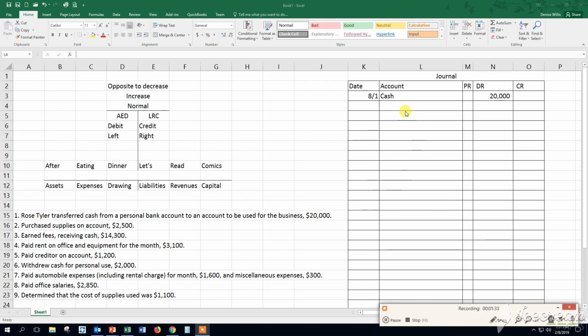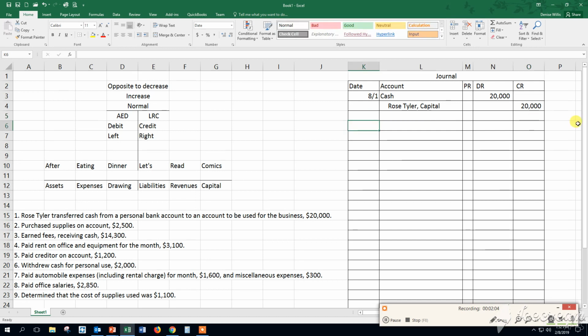Okay, so we're going to write, let me put a few spaces in here because we indent our credits. Rose Tyler, capital. Okay, capital is being increased. How do you increase capital? Look, that's the stuff on the right side over here. Capital is increased with a credit, so we can put our $20,000 right there. Okay, and our first entry is done. Let's go with the next entry.